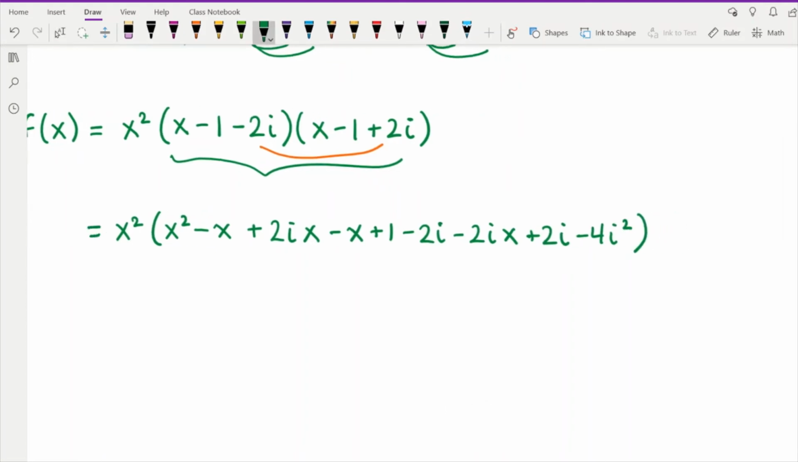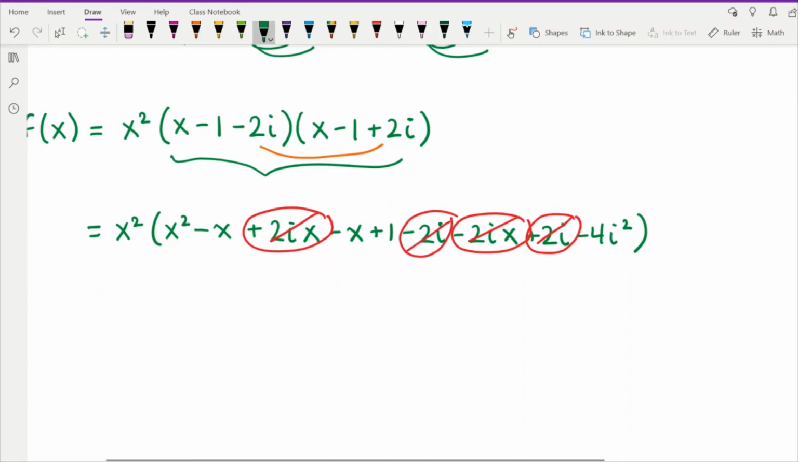Okay, so let's try to clean this all up. We're going to look for things to cancel out. We see that here we have a plus 2ix and here we have a minus 2ix, so those can be canceled out. You might also notice that here we have a plus 2i, and here we have a minus 2i, and so those cancel out. Let's see what we're left with. We have x squared minus 2x, and then we have plus 1, and then here we have minus 4i squared.